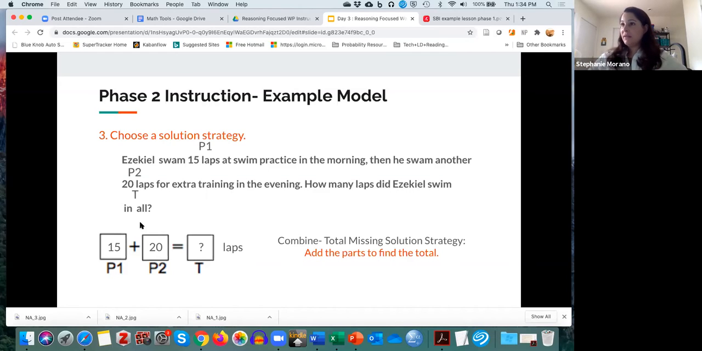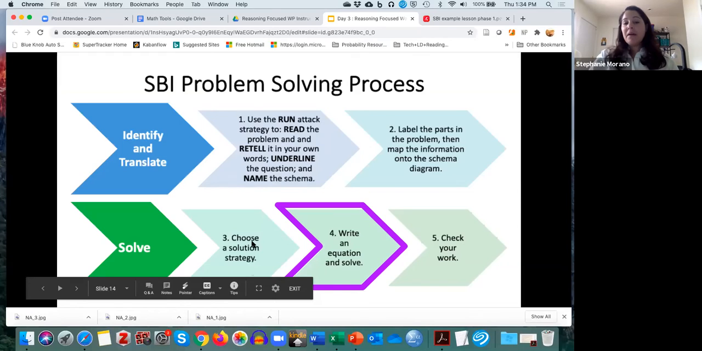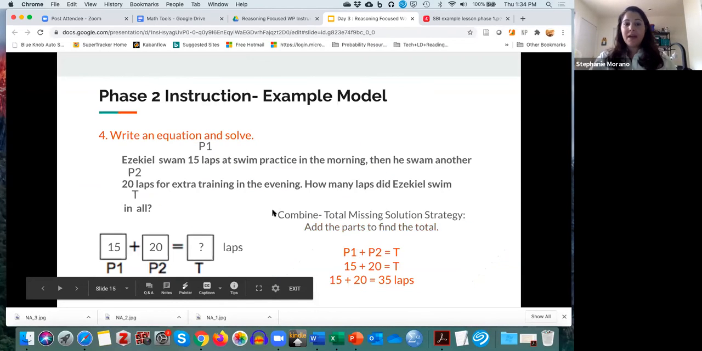Eventually you do want students to be able to do the computation at grade level, but we want to meet everybody where they are to start, especially with word problems where there are so many more elements that are challenging. All right, so we're adding parts to find the total here. In our next step, we write an equation and solve.